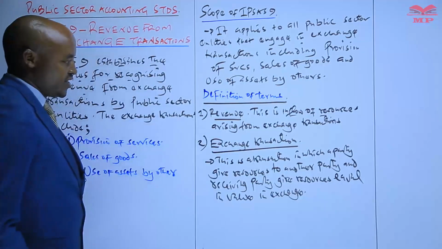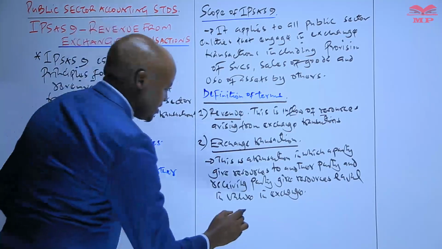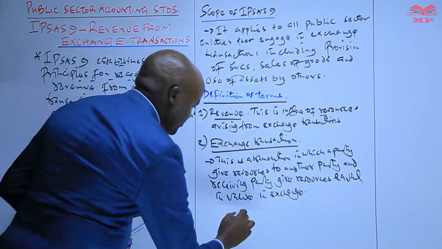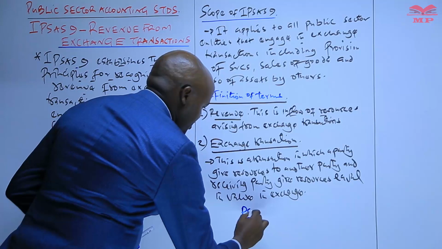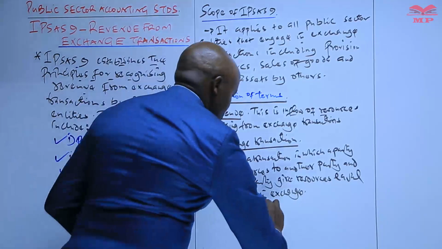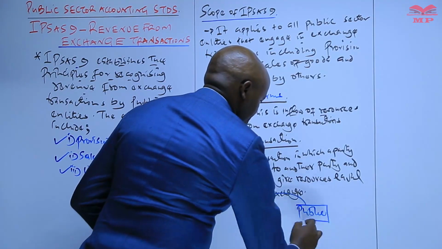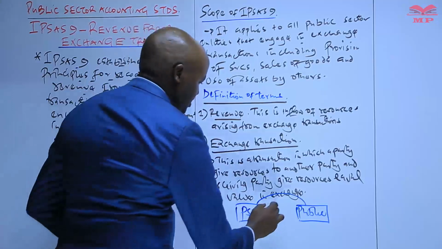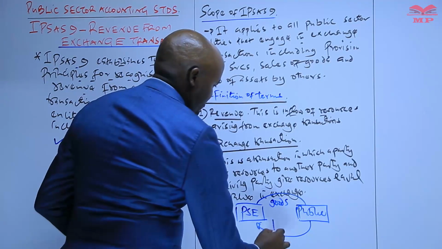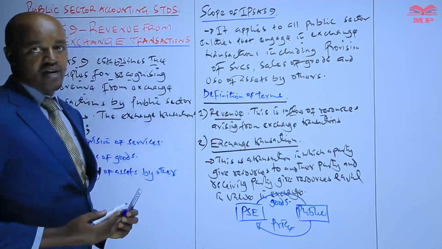In exchange. So for example, if a public sector entity is selling some goods, so let's assume we have a public sector entity here, which is involved in selling some goods, maybe to the members of the public. So once this public sector entity sells those goods, then it will receive a price which is equal to the value of those goods which have been sold.